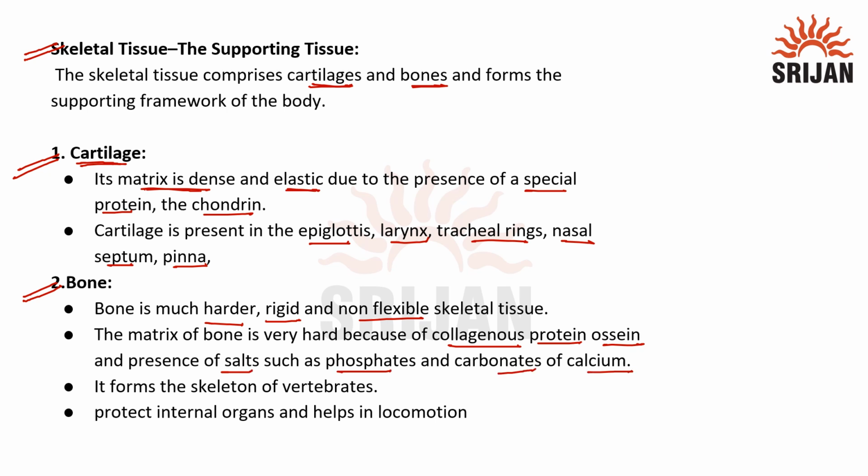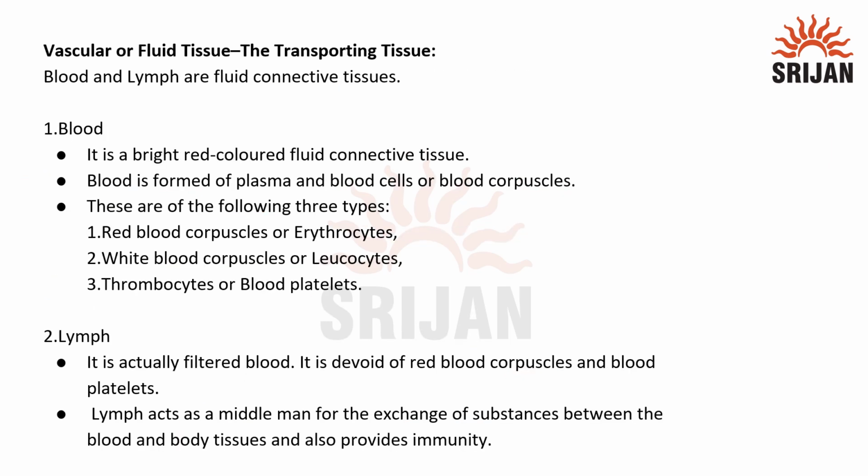Now, this is going to form the entire skeleton in the vertebrates, and it is going to protect the internal organ as well as it is going to help in the locomotion. The last type of connective tissue that we have is the vascular or fluid connective tissue. This is the transporting tissue, and this transporting tissue consists of blood and lymph, and both of their matrix is going to be fluid in nature.